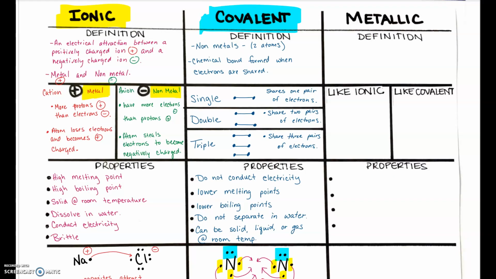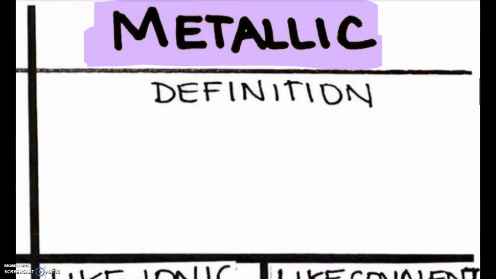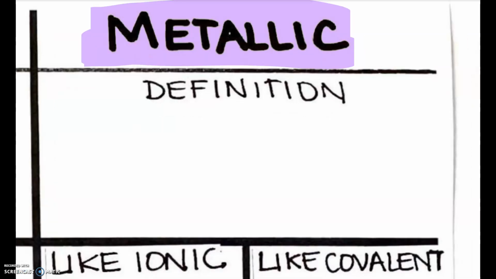All right, so that's covalent bonding. Now let's go into metallic bonding and talk a little bit about that. A metallic bond includes just metals, which you probably guessed from its name. And a metallic bond is a bond formed when many metal atoms share their pooled electrons.